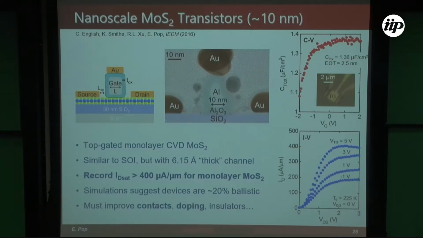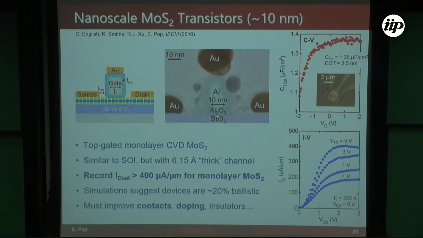Okay. Now, a different student, Chris English, was in the group around the same time. This was 3 years ago now. And he was a big electron beam lithography user. He said, I'm good at E-beam, I'm good at the Raith system. I'm going to make a 10 nanometer scale transistor because nobody's done it in MoS2. And so he did. He put down an aluminum gate, which oxidized all the way around.